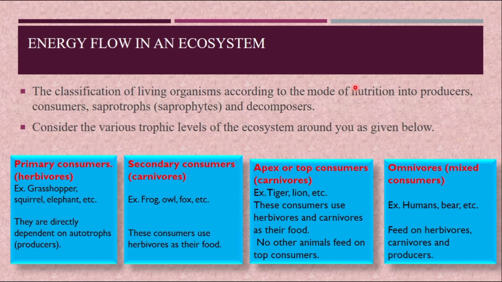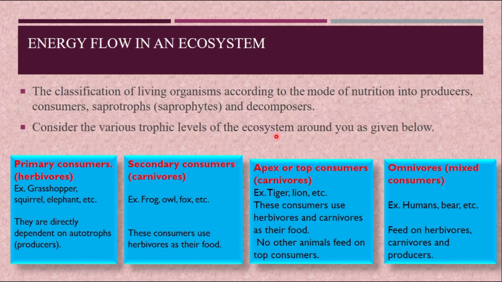The green plant fixes the radiant energy of the sun and uses it for manufacturing food from inorganic substances. I think all of you know this: salt, water and carbon dioxide are used to synthesize their own food. The chloroplast present in the green plant is responsible for carrying out photosynthesis. So, the members of autotrophs are called the producers.